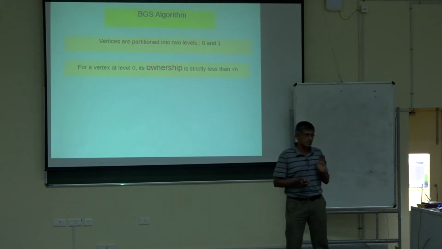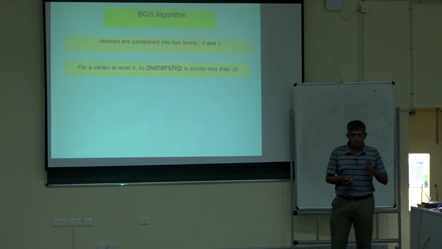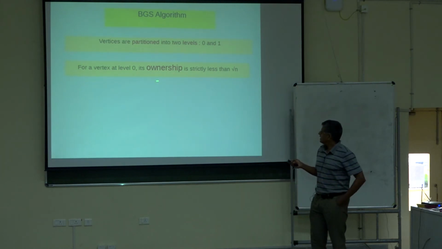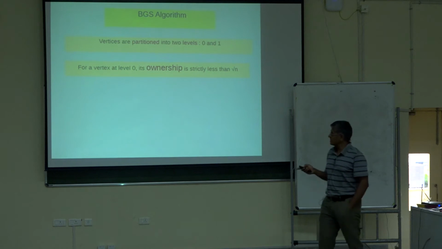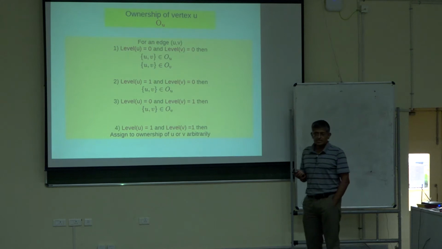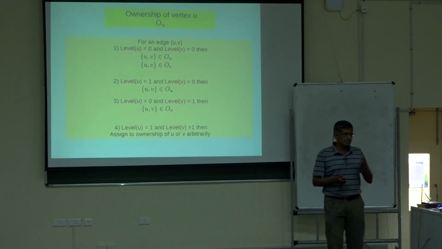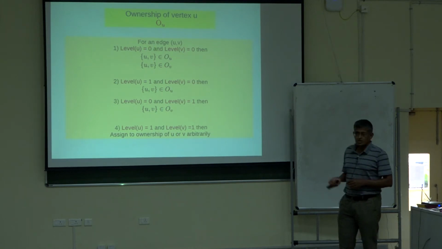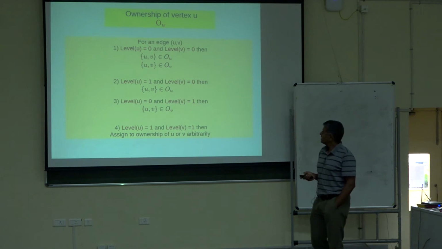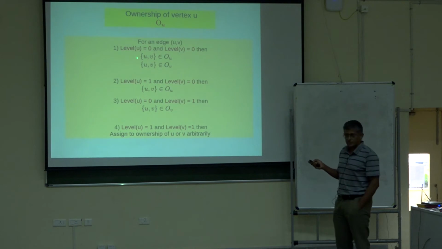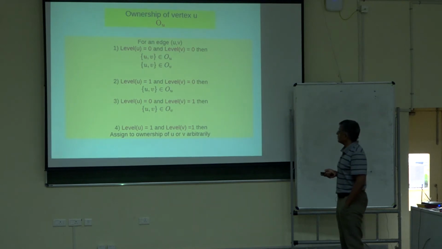So this ownership concept is a very interesting thing, and the motivation is that somehow you want one more parameter to play with. And you are also going to use randomization. Let me define what this ownership is. What we do in the algorithm is, as the graph arrives, we arrange the vertices in levels. We just use two levels. A vertex can be at level 0 or at level 1. And I'll tell you the rules for the conditions under which a vertex will stay at level 0 and then go to level 1.